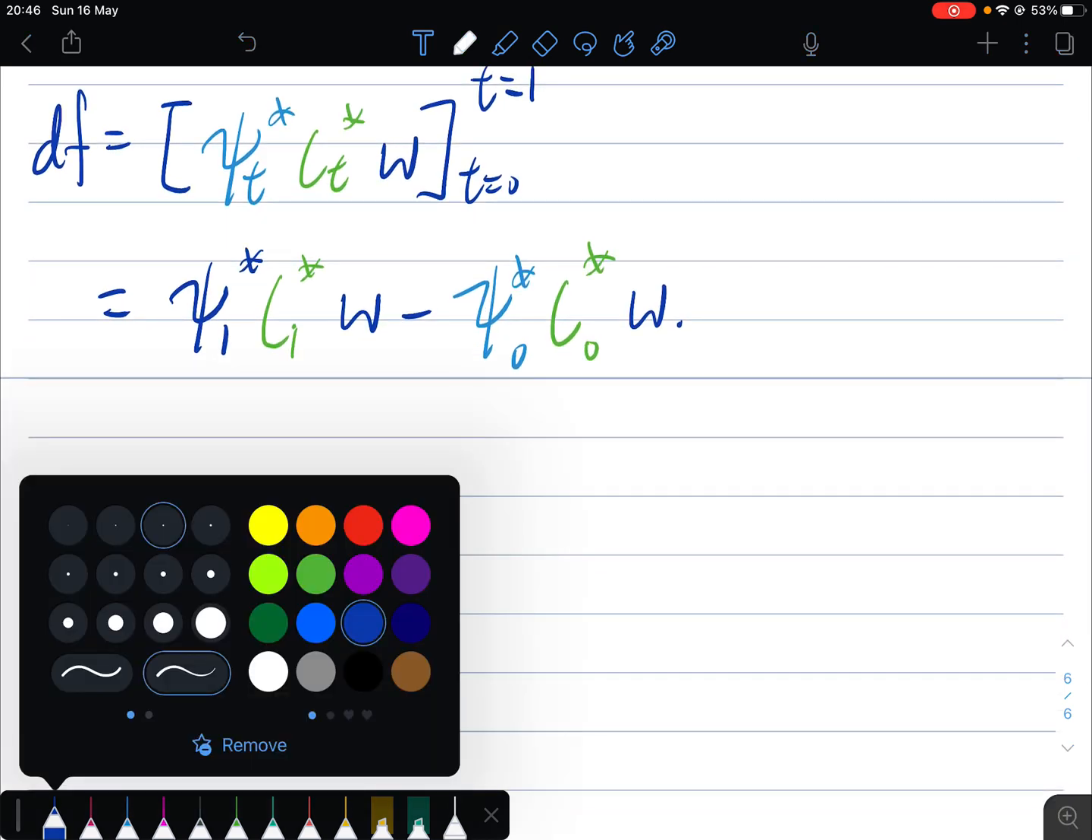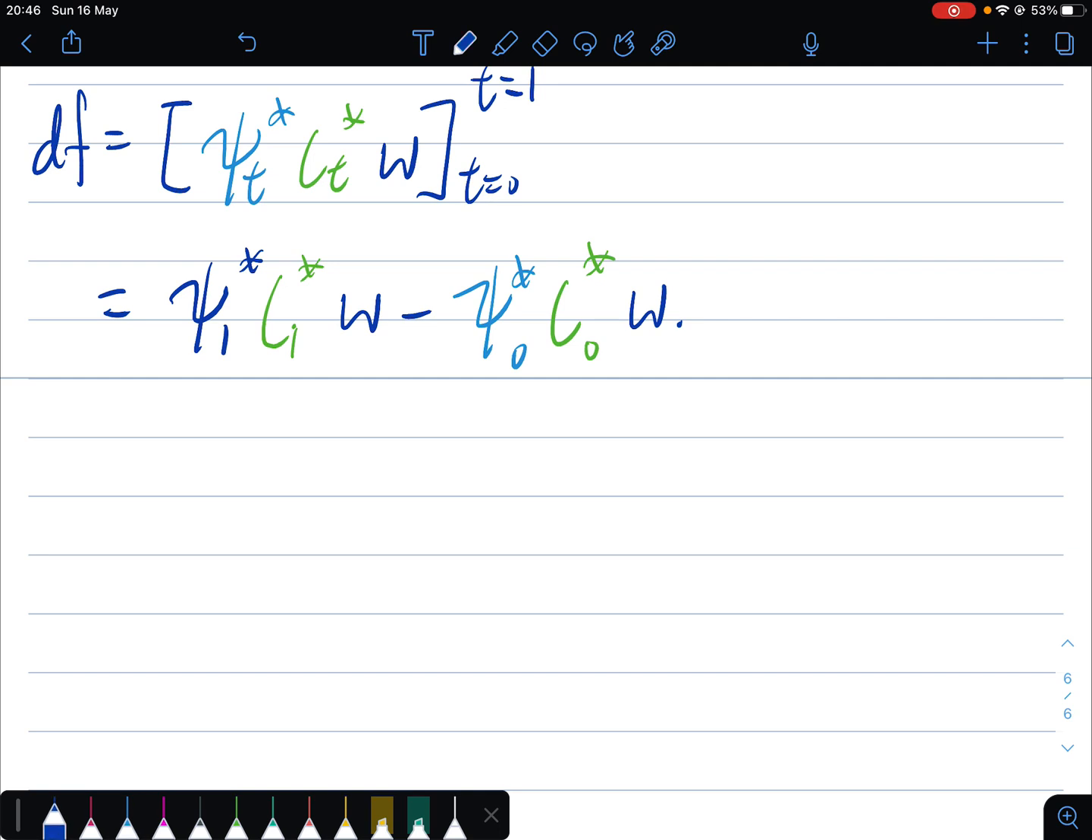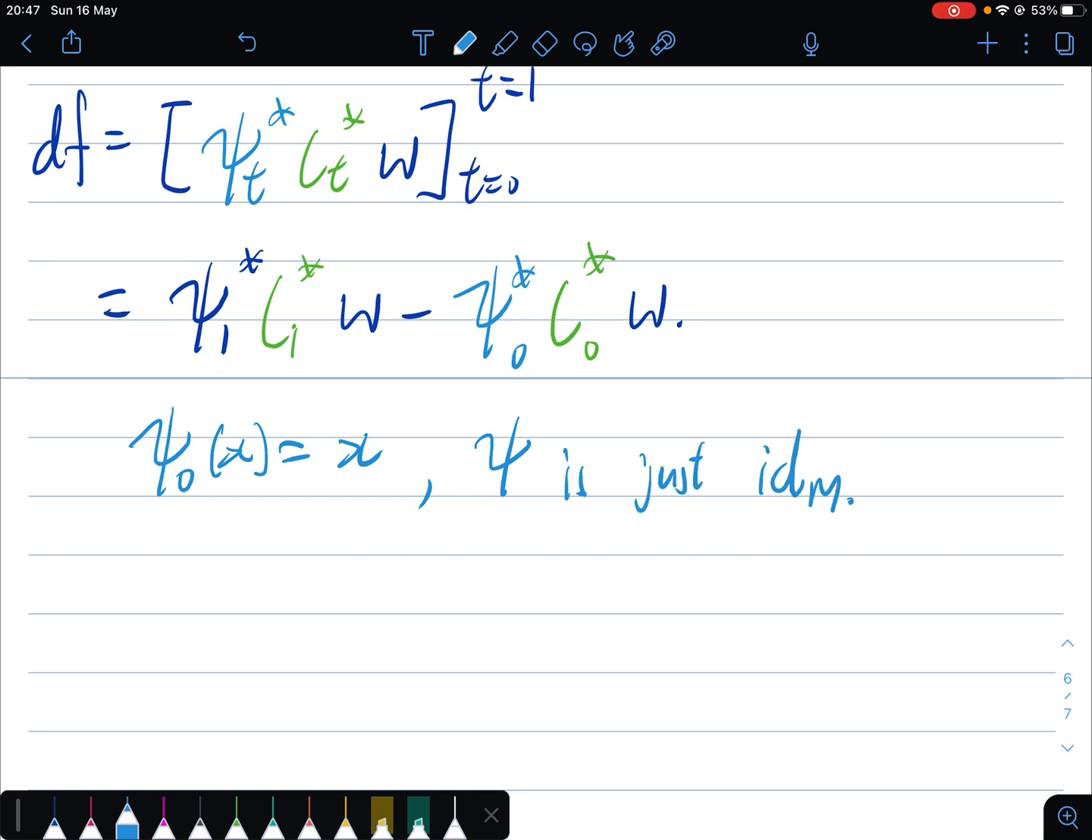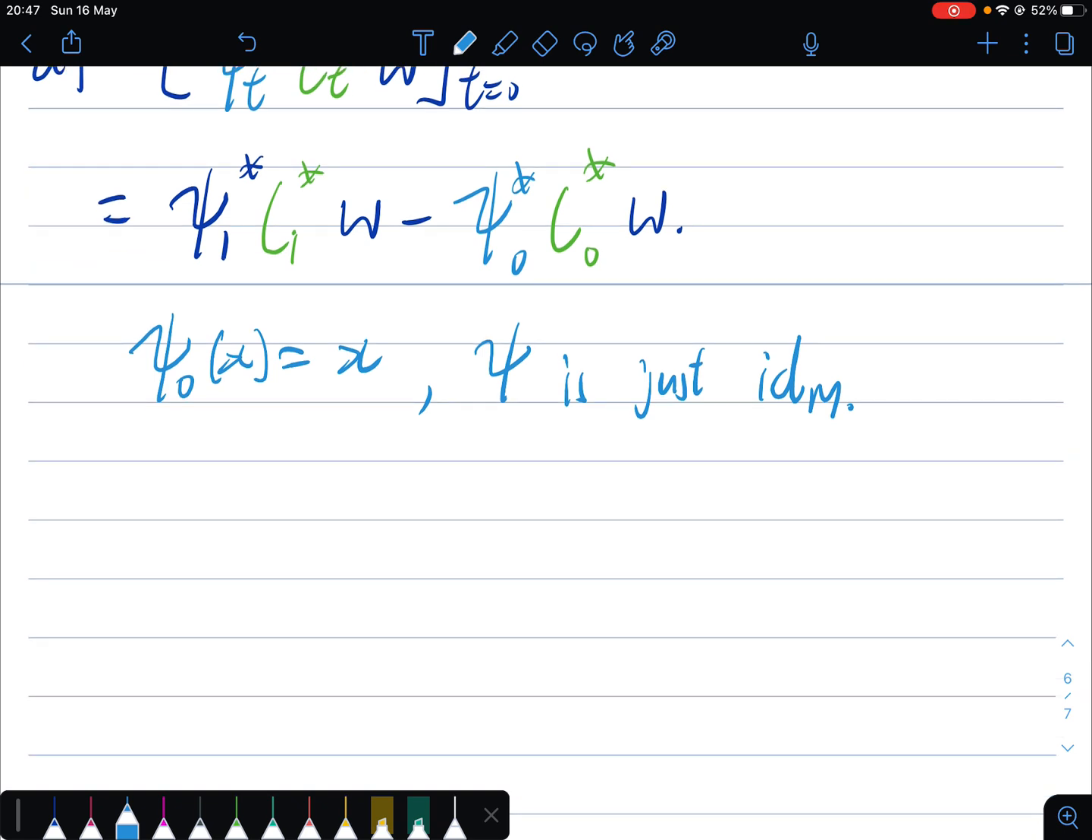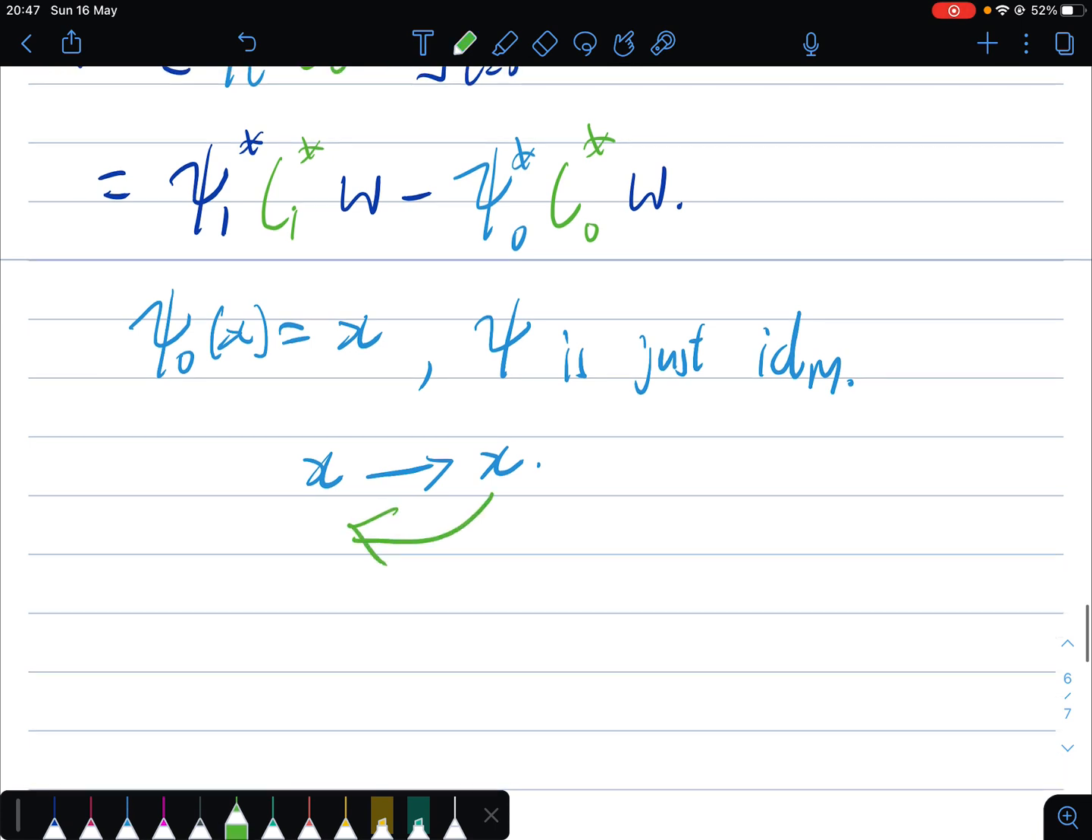Since we know that when t is equal to 0 of x, we just get the x back here. So phi is just an identity on M. Since it just maps x to x, when we talk about the inverse, the outer 0 of x is also just equal to the identity on the manifold M.